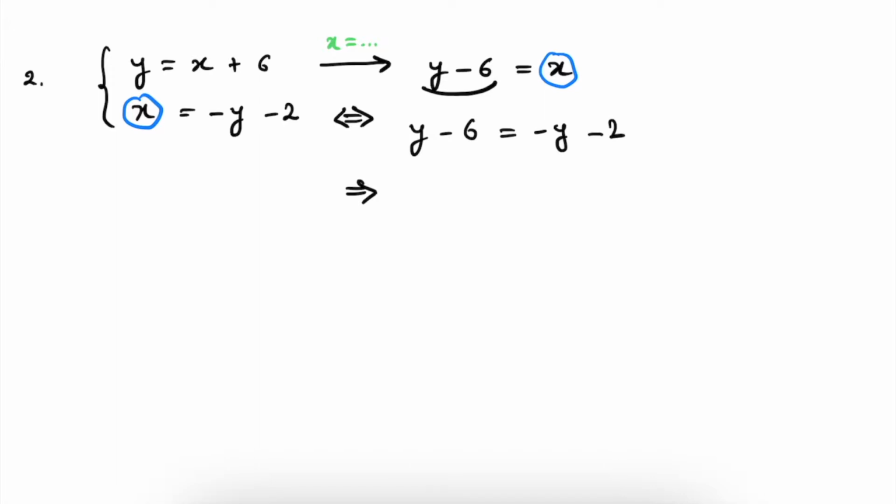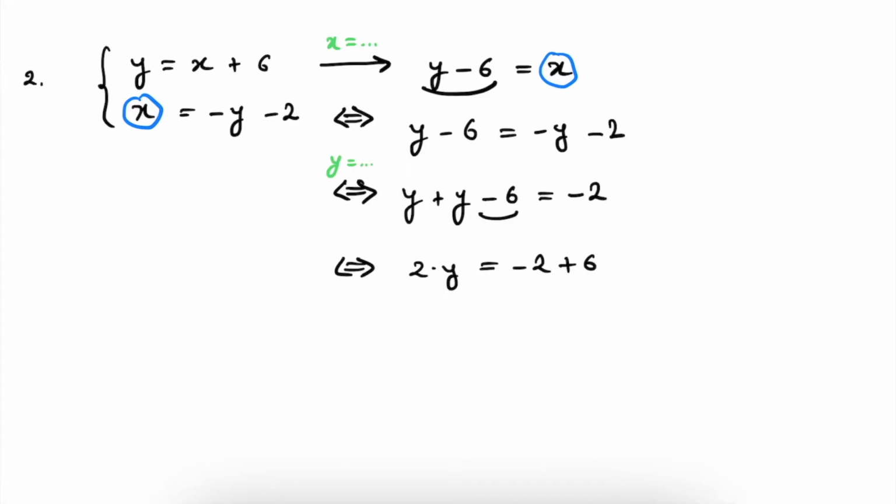This equation can then be rewritten as y is equal to something by adding y to both sides of the equation, because we have a y here and a y here, and we want to get this y to that side of the equation. This results in y plus y minus 6 is equal to minus 2. And if we rewrite this even further, we get 2 times y is equal to minus 2 plus 6, because we moved this minus 6 to the other side of the equation.